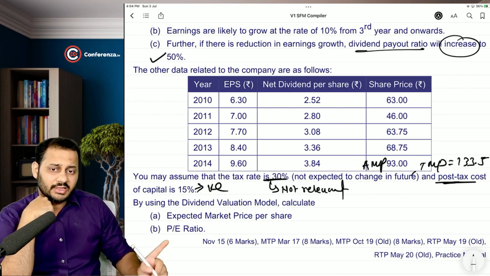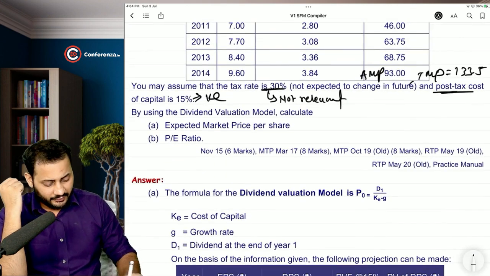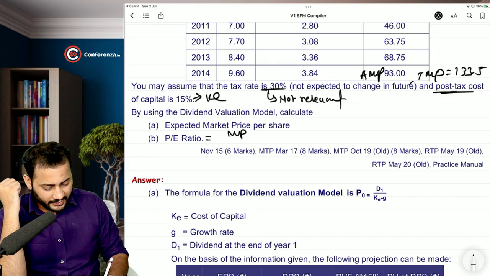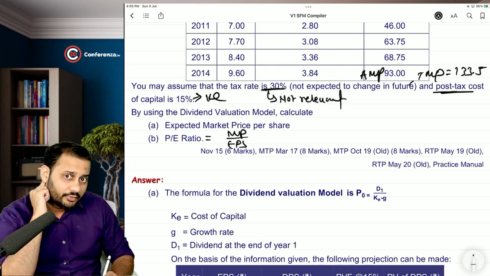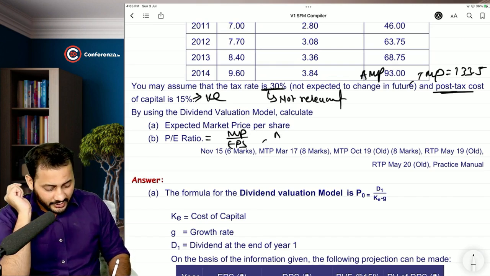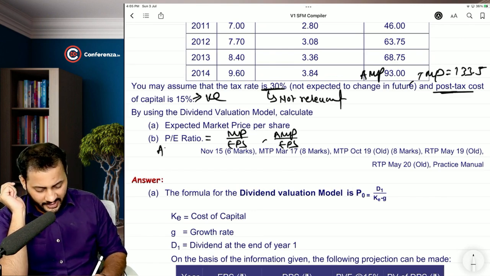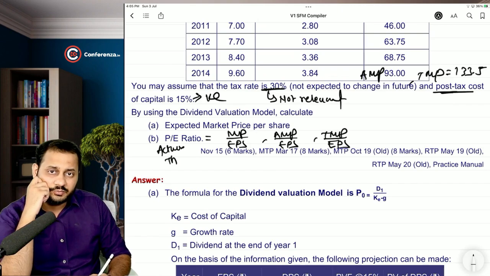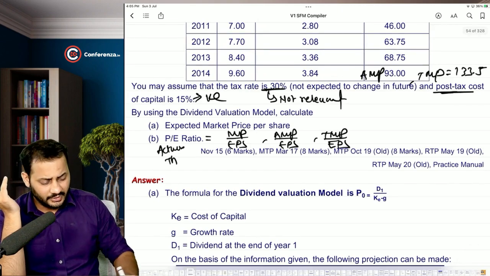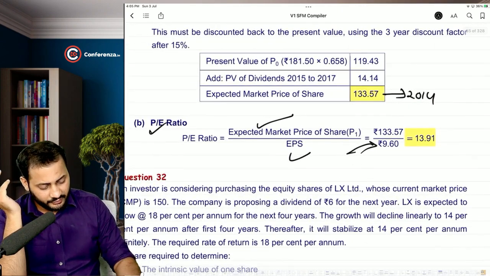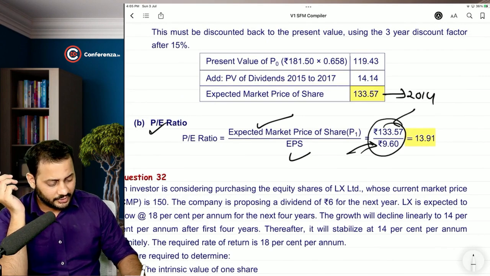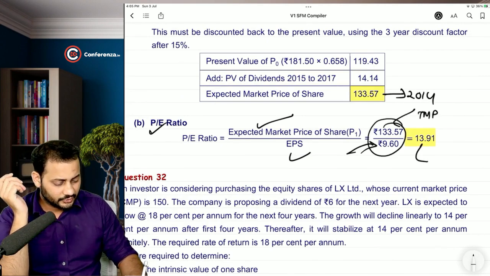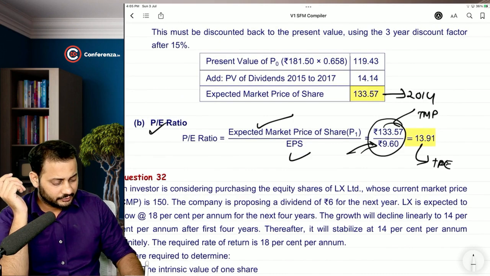Now the question is asking us to calculate the P/E ratio. The P/E ratio's formula is market price divided by EPS, you know that, right? But if you take actual market price by EPS, the answer will be the actual P/E ratio. If you take theoretical market price by EPS, the answer will be the theoretical P/E ratio. It is as simple as that. In this question, we have taken the theoretical market price, so we can call it the theoretical P/E ratio.